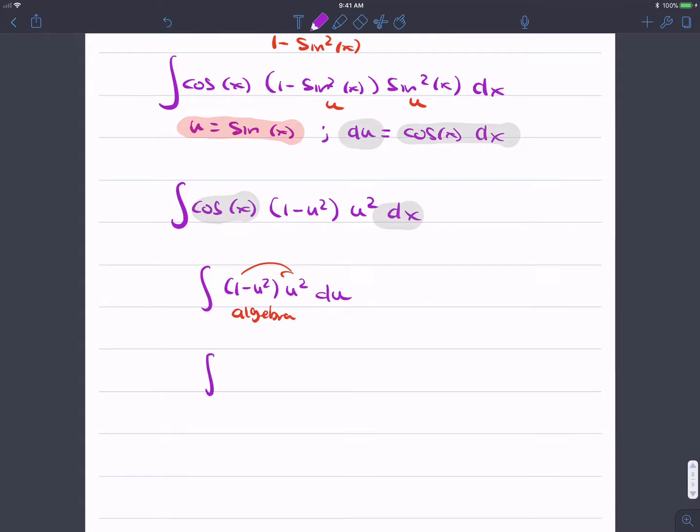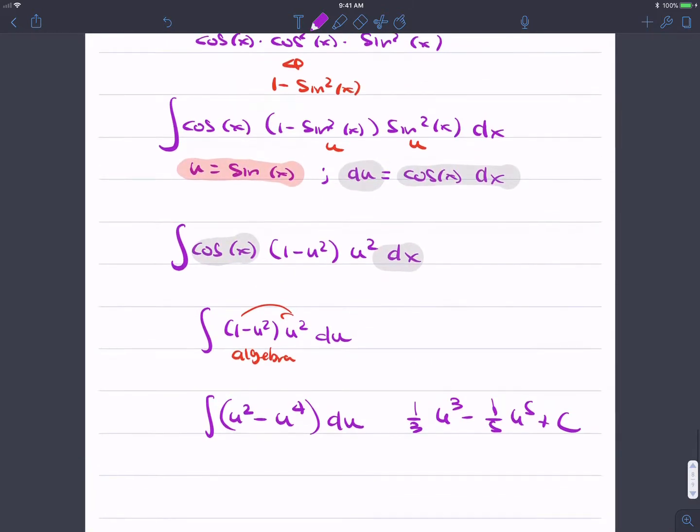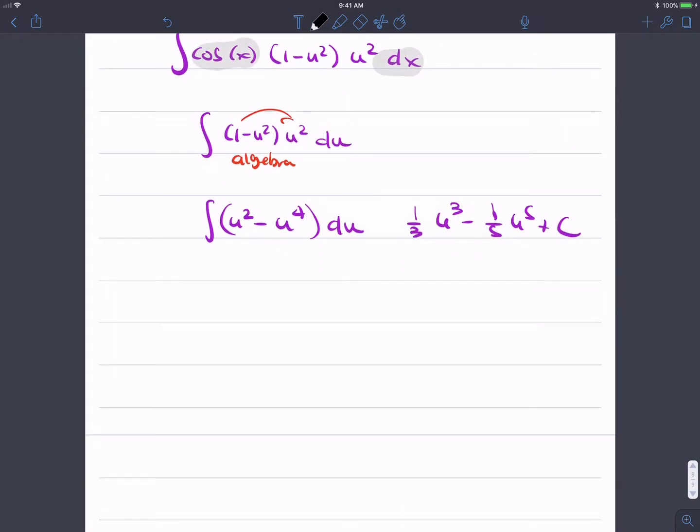The integral of u squared minus u to the 4th du becomes 1/3 u to the 3rd minus 1/5 u to the 5th plus c. Remembering that u is sine, we can now give our final answer: 1/3 sine cubed minus 1/5 sine to the 5th plus your constant c.